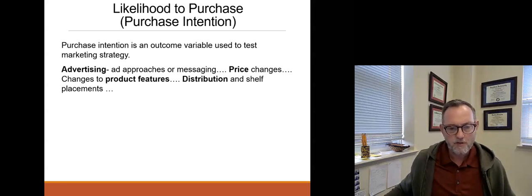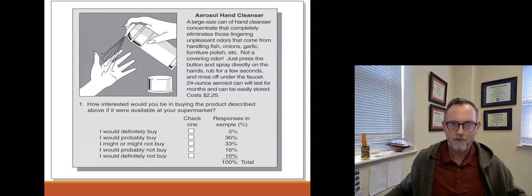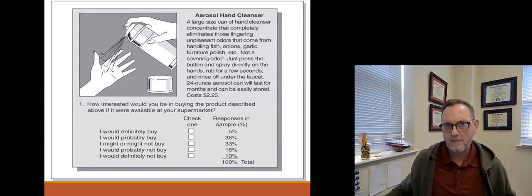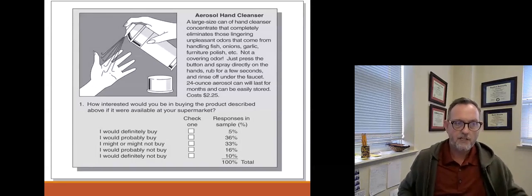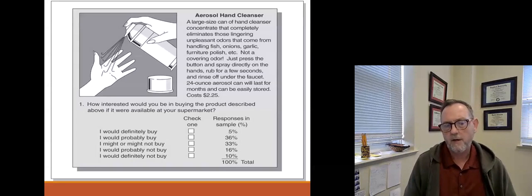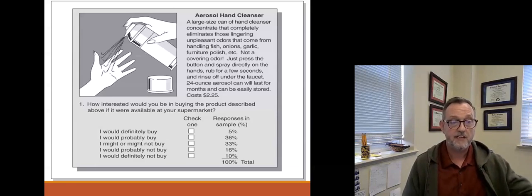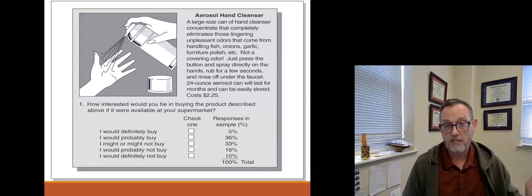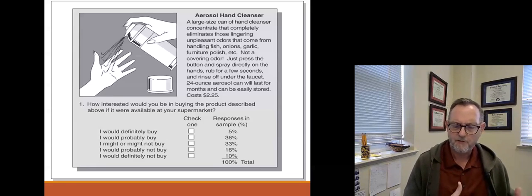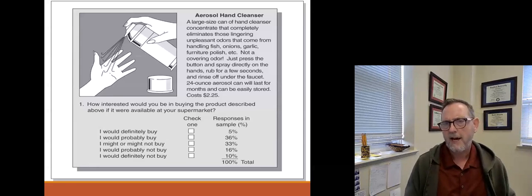And then, of course, with purchase intention, here's an example of what we call a concept test. But the question at the end, how interested are you in buying the product if described above or available in a supermarket? That's a purchase intention question. And you can kind of see how it might look, where you check one of the boxes and then you get the response rates. And then we do a bunch of different things with that to forecast demand.